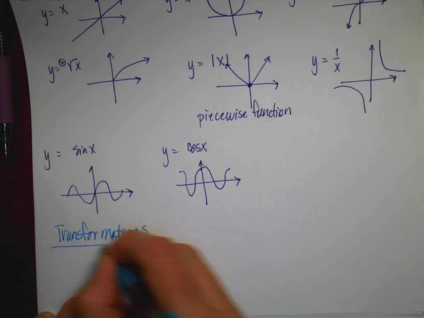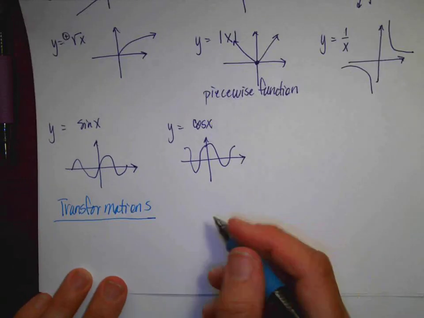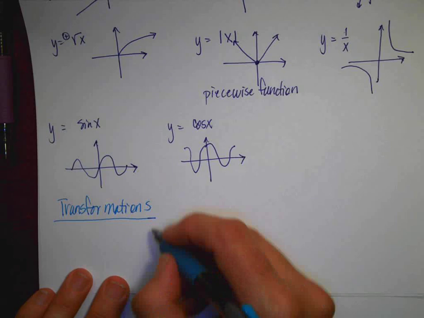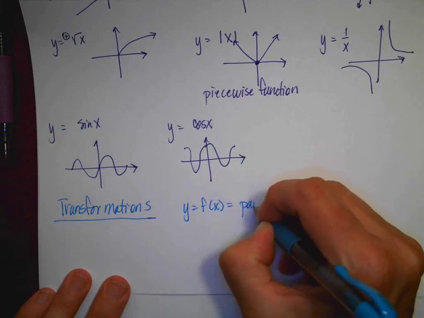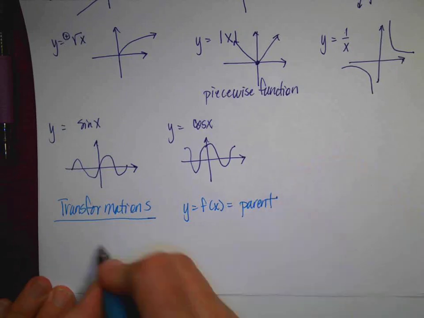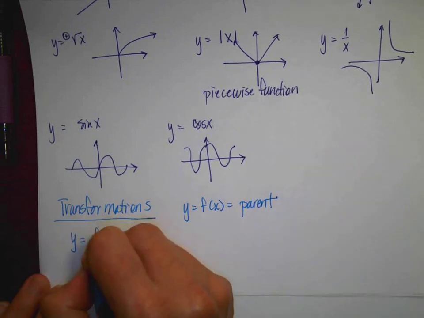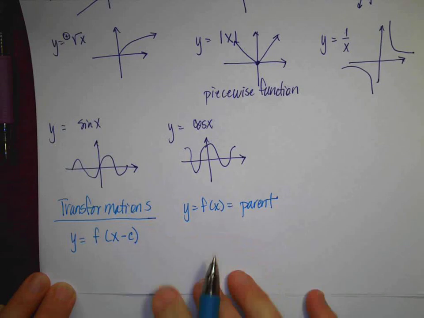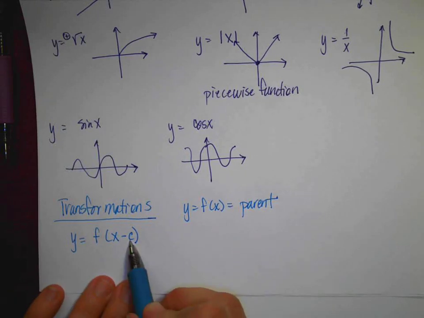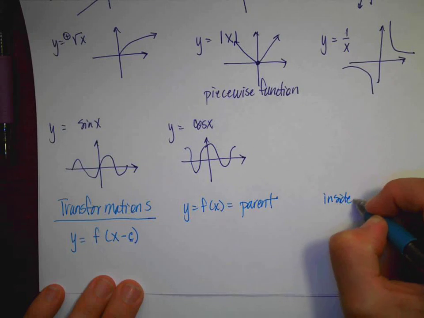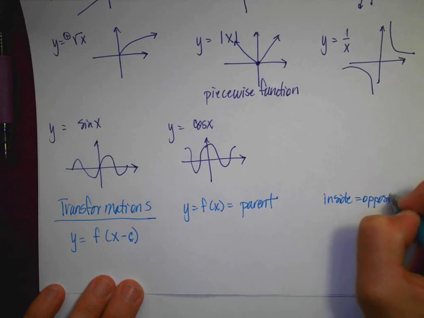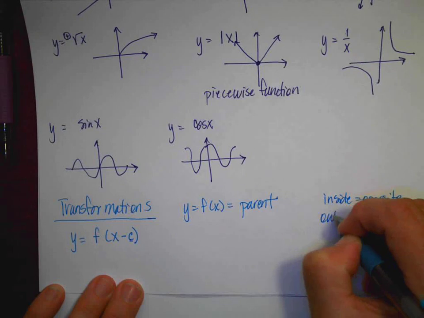And again, if I'm trying to figure out what a graph looks like and I don't have access to my grapher, I need to be able to pull off a transformation. So we're going to say y is equal to f of x is the parent function, okay? So then if I have y is equal to f of x minus c, remember we talked about this last year. This is inside the function, and anything that's inside the function is opposite. So I'm going to write it over here. Inside equals opposite.